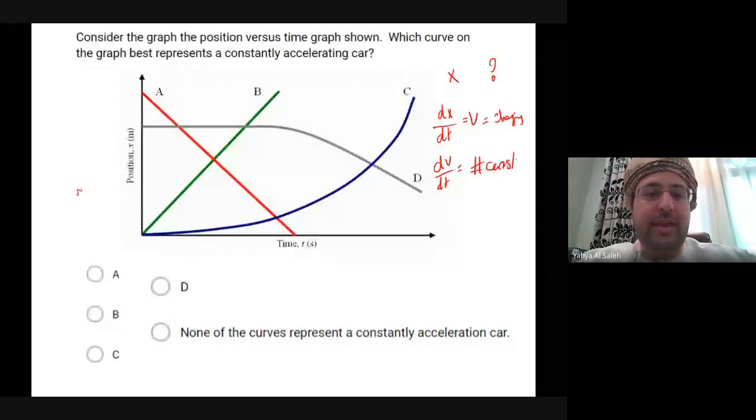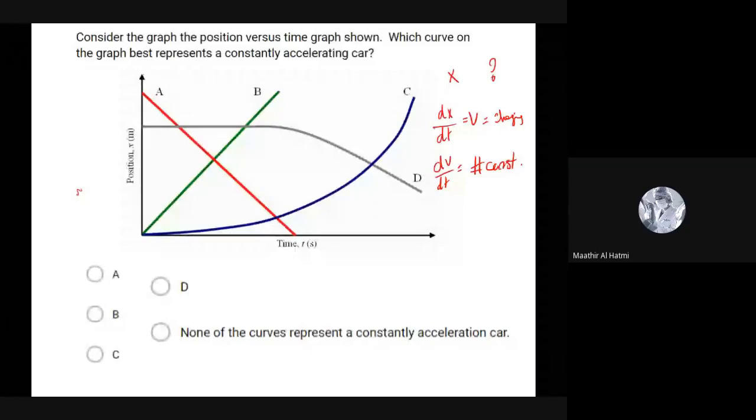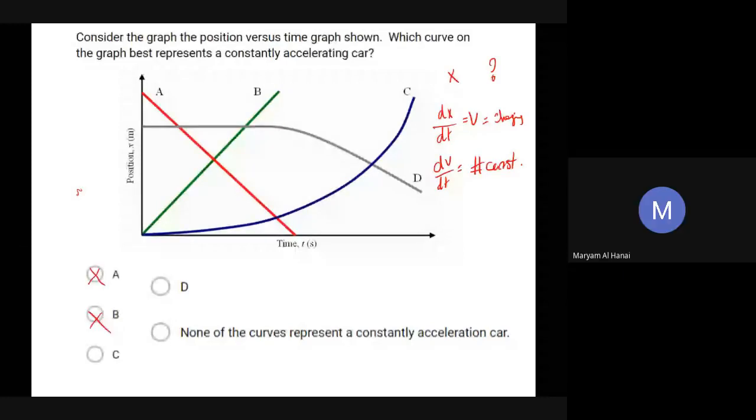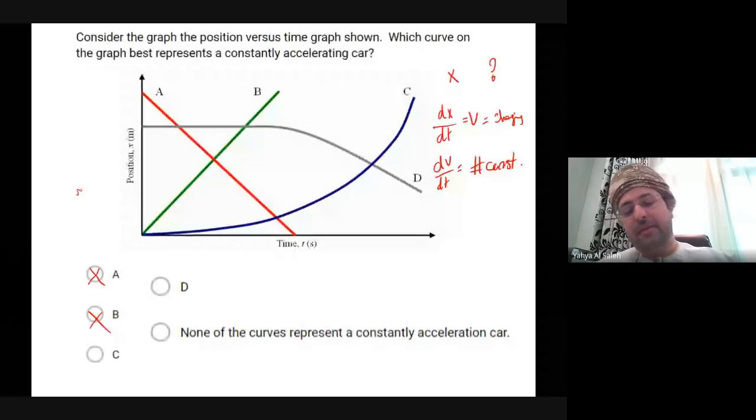Let's start with A. A is a straight line. So when I find the slope of the straight line, the velocity will be a single number, right? Yes. So constant velocity. And if the velocity is not changing, that means there is no acceleration. So both A and B are out of the question. Both of them will give me just a single number for velocity. It might be none of the curves, but I'm telling you it's not.